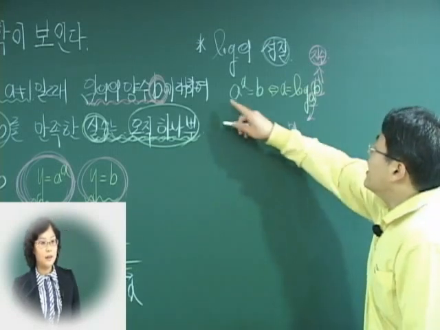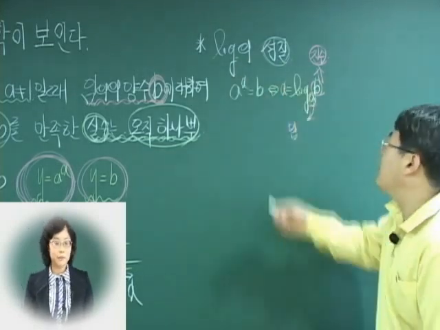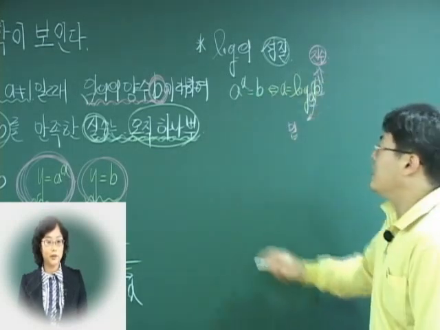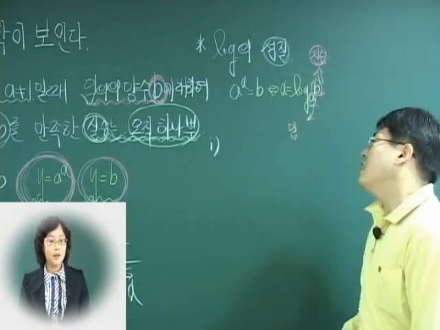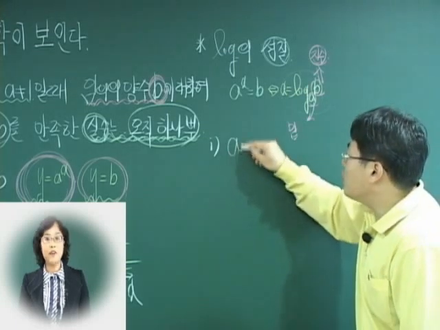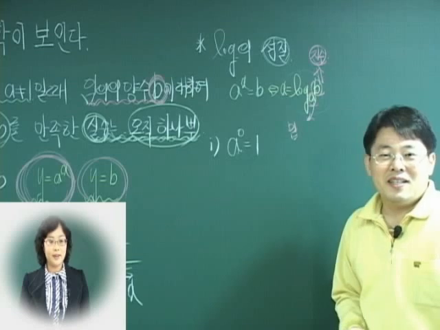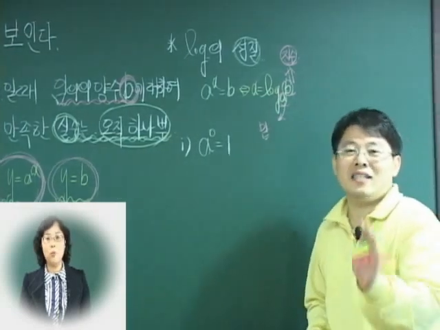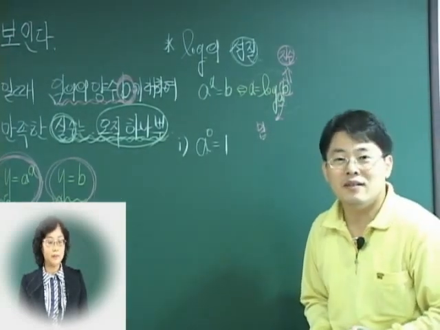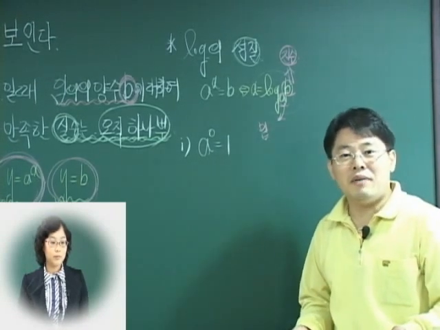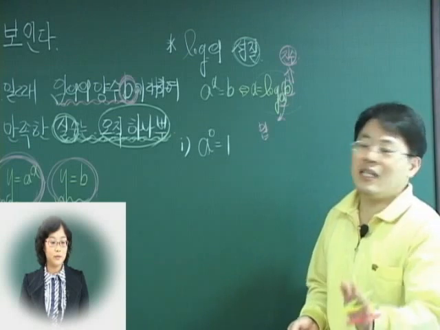Okay, what are the properties of log? Okay, in this way. First one: the 0 power of every number becomes 1. And here, we have to know why. Why does it become this way? I'll explain it to you.